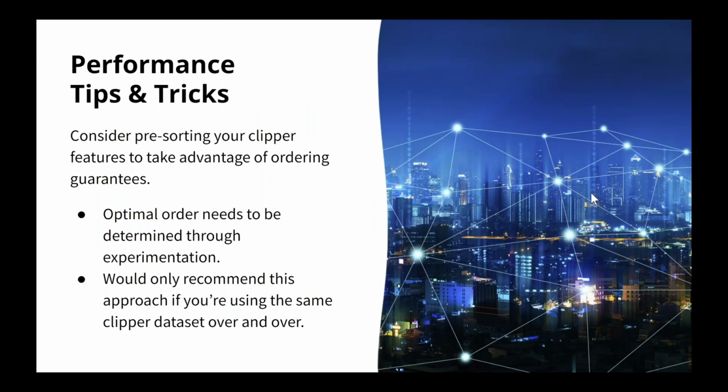I also have one more performance tip I can share, which is to consider pre-sorting your Clipper features to take advantage of ordering guarantees. Especially in clip outside remainders mode, we always compare candidate features to Clipper features in order, and there is a potential for performance improvement by pre-sorting your Clipper geometries to an optimal order. Unfortunately, there's no easy heuristic I can give. This optimal order needs to be determined through experimentation, and I would really only recommend this approach if you're using the same data set over and over and it is a bottleneck in your workflow. So in that case, don't waste time sorting through the data you don't need. Use clipping to get what you are looking for when you need it. And with that, I think it's back to Dale.